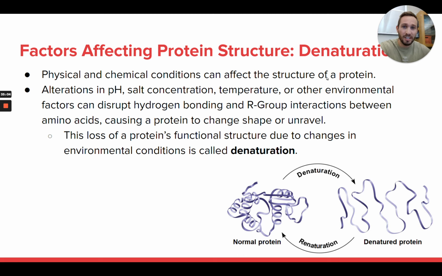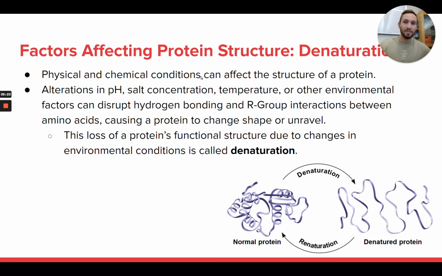And denaturation is when the sequence of amino acids is not affected. So let's say you have a certain sequence of amino acids that folds into a specific shape, and that's fine. That's locked in. Let's say there's not a mutation, so that's the same.